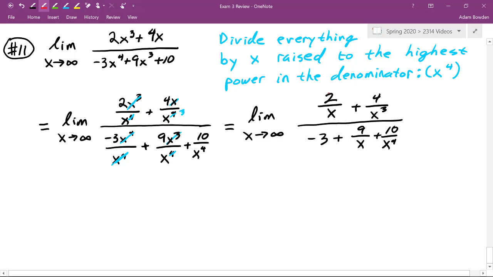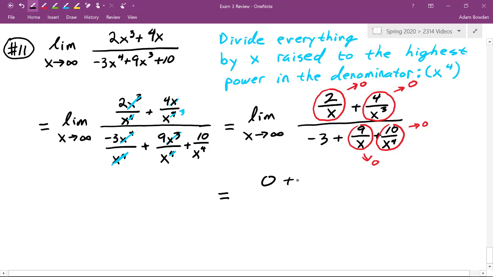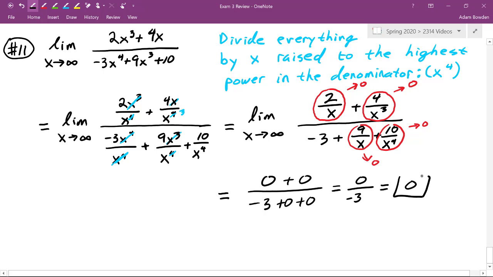And so what we know is whenever we have x going to infinity and we have something divided by x raised to a power, each of those are going to go to 0 as x gets extremely big. So that happens to each and every one of these things divided by x raised to a power. They're all going to turn into 0. So this limit is going to be equal to 0 plus 0 divided by negative 3 plus 0 plus 0. So really just 0 divided by a number, and so the whole thing would just be equal to 0.